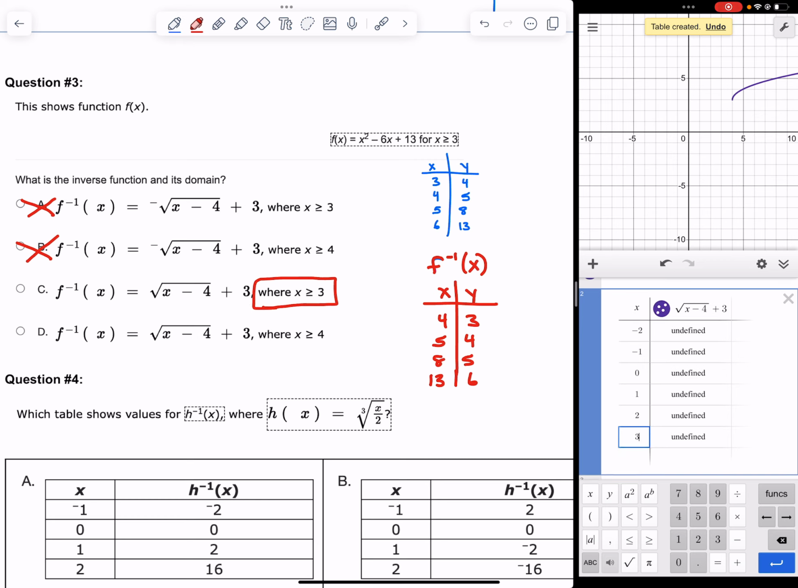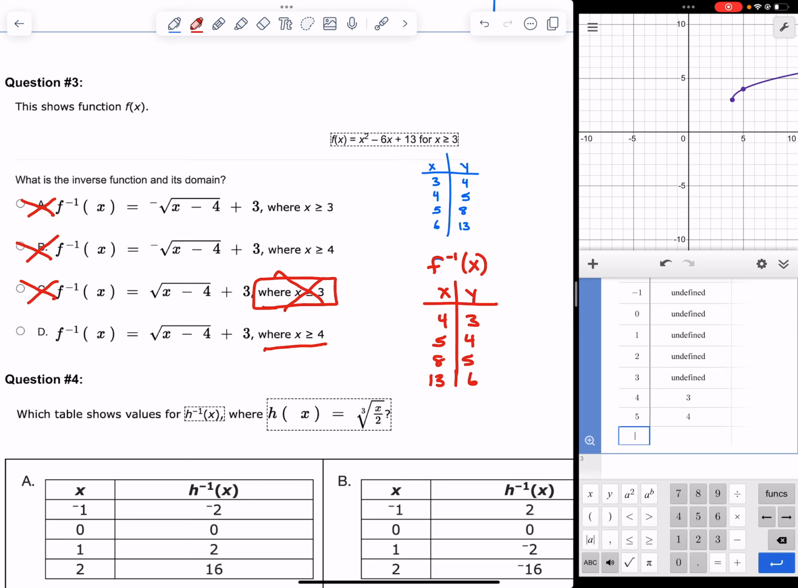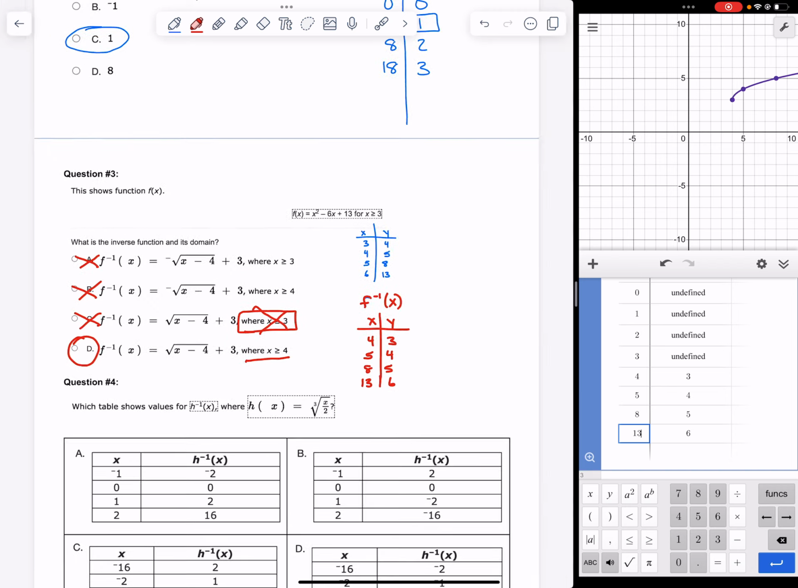So starting with 3, it says undefined. So that's not going to be right. So it should be D, which is the same function as answer choice C. So I don't need to change what I typed. But notice when I start with the 4 and not the 3, it starts to make plenty of sense. So I have 4, 3, 5, 4, 8 goes with 5, and 13 goes with 6. So D is definitely the best answer.